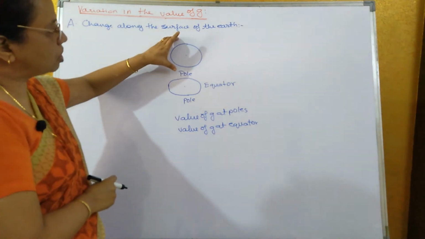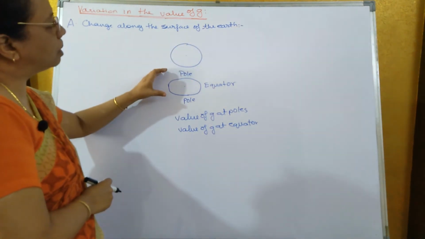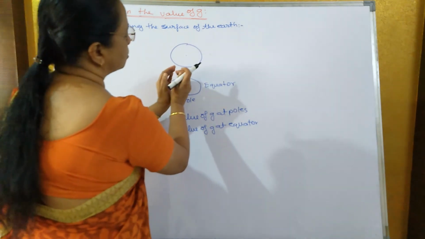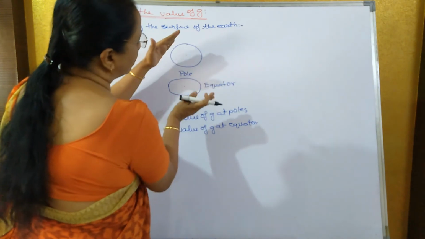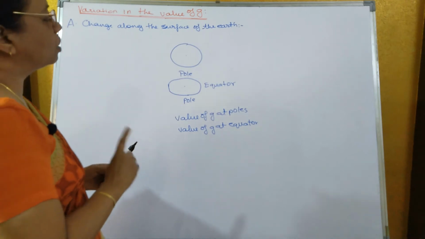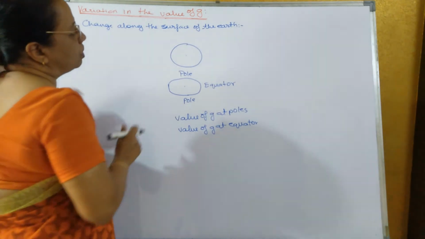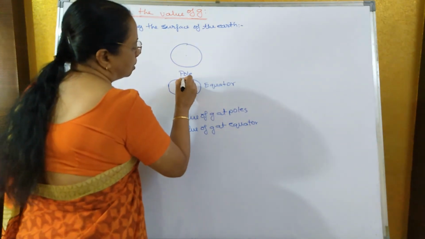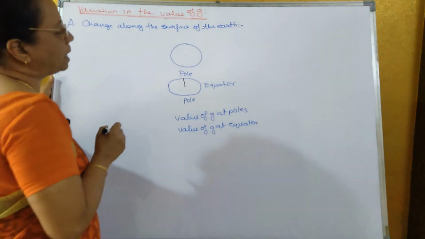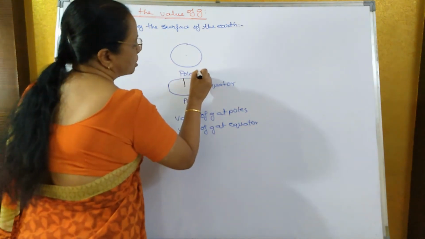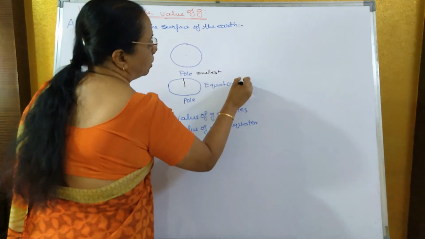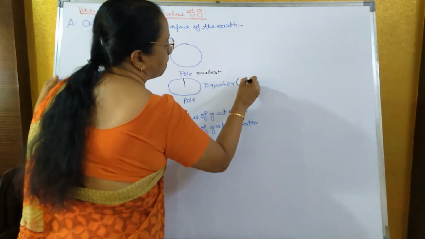Now the earth is not spherical in shape. It flattens at the pole and it bulges at the equator. So earth is like this, it bulges at the equator and it is flattened at the pole. Why is it flattened at the pole and bulges at the equator? Because of the rotation of the earth. Therefore the radius of the earth is different at the pole and at the equator. At the pole the radius is smallest, and at the equator it is the biggest.